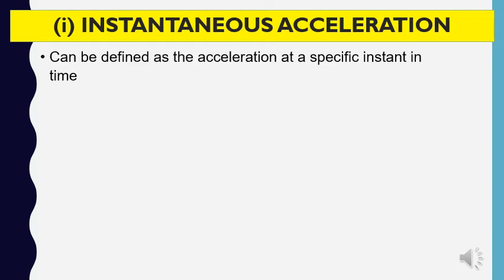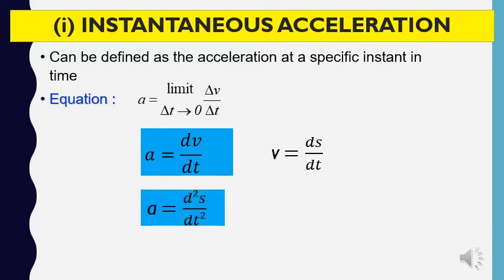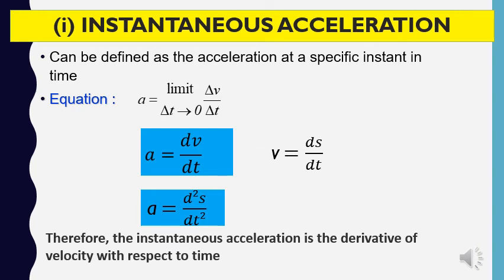The instantaneous acceleration can be defined as the acceleration at a specific instant in time. That is, we calculate the average acceleration between 2 points in time separated by delta t and let delta t approach 0. In mathematics, the expression shows that instantaneous acceleration is dv over dt. Furthermore, since velocity is the derivative of position with respect to time, which is v is equal to ds over dt, we can write the instantaneous acceleration as d2s over dt2. Therefore, we say that the instantaneous acceleration is the derivative of velocity with respect to time.